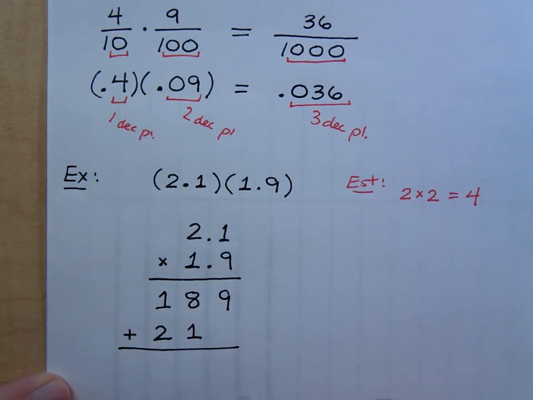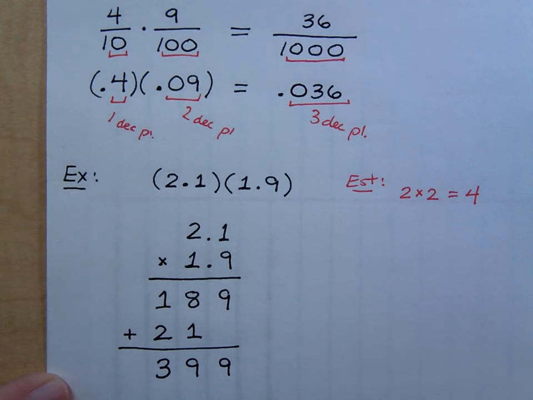So when I add all of this, I have 399. Now we know that my answer is not 399. That doesn't make any sense, right? We said that my answer should be around 4, right? So without knowing anything about decimals, okay, where would you put a decimal so that you would have a number that's about 4?